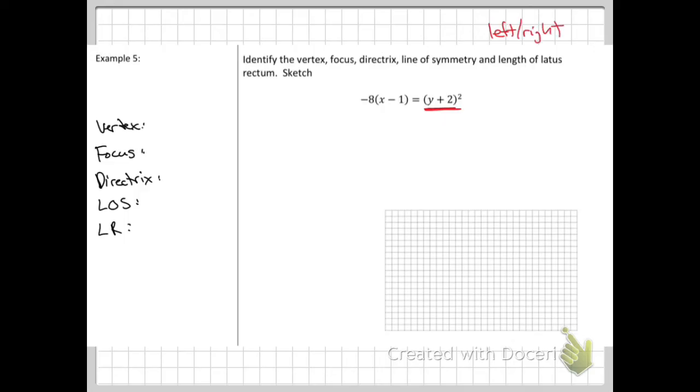So I jot that down to myself. This needs to be going left, right. Now I look at the 4p value. 4p is negative. Negatives are to the left. This parabola is opening left.